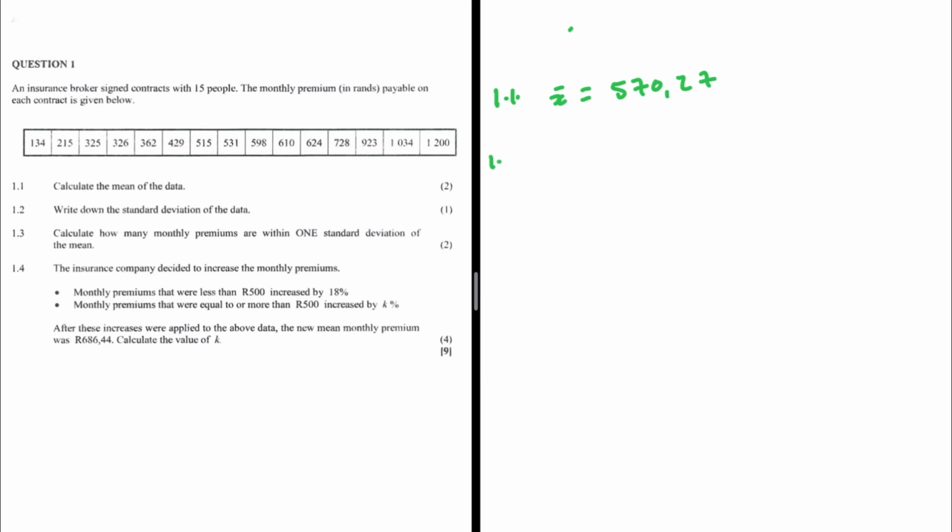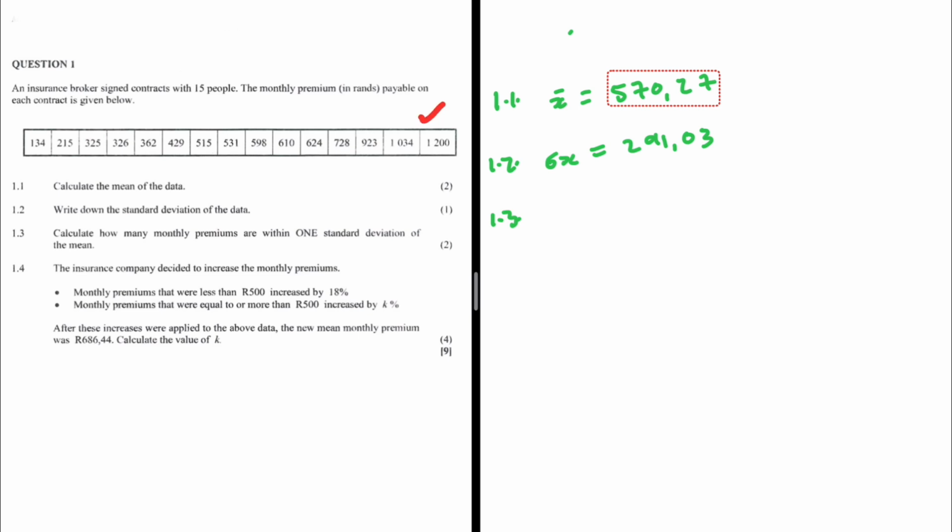And then 1.2, I'm looking for the standard deviation, so I'm going to press shift 1, 4, and I'm going to press option 3, which gives me the standard deviation in this calculator. So the standard deviation here is equal to 291.03. There we go.